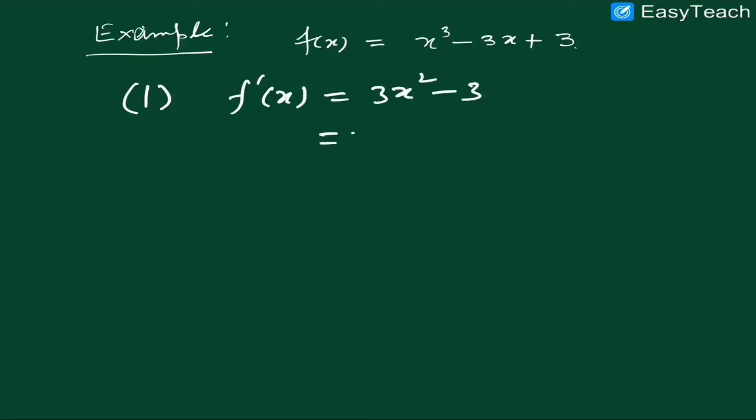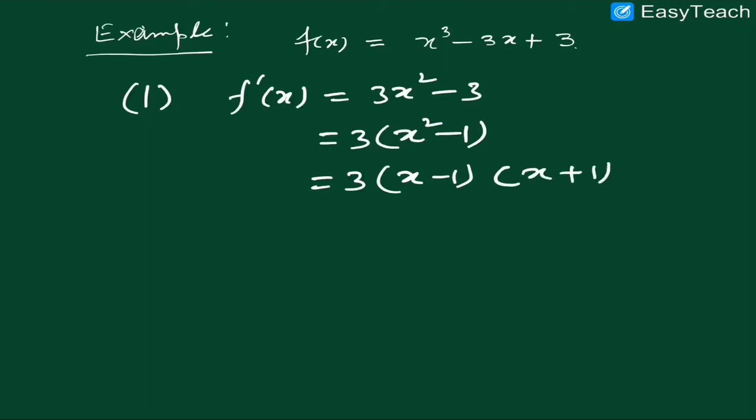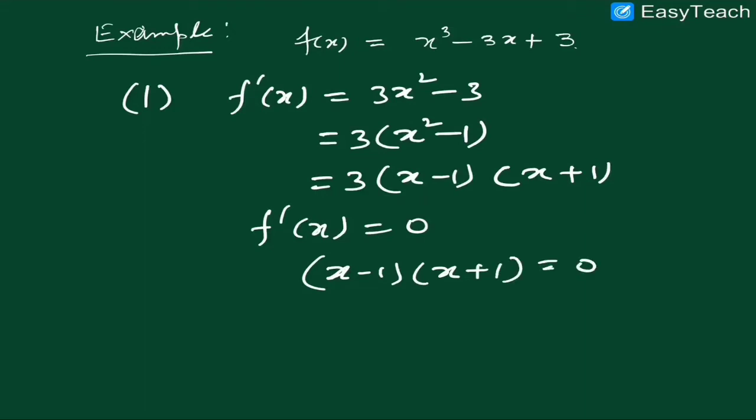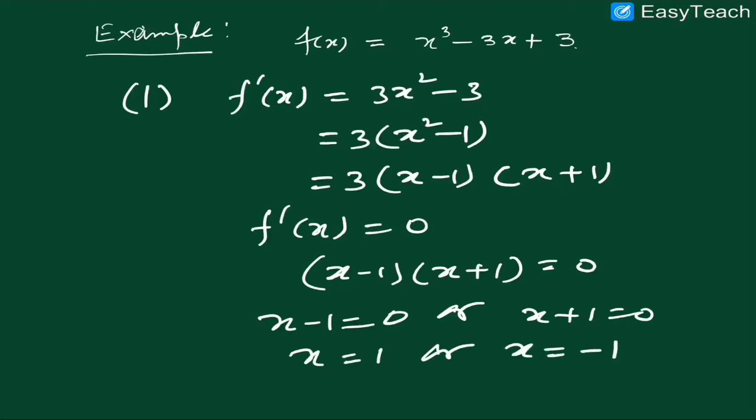So we get 3x square minus 3, which is equal to 3 into (x square minus 1), equal to 3 into (x minus 1) into (x plus 1). Now equating f dash x equal to 0, we get x minus 1 = 0 or x plus 1 = 0. Therefore, we get x equal to 1 or x equal to minus 1.